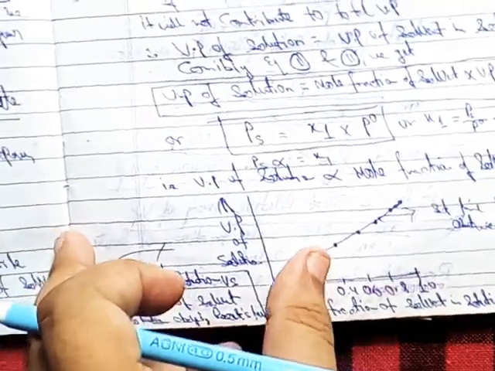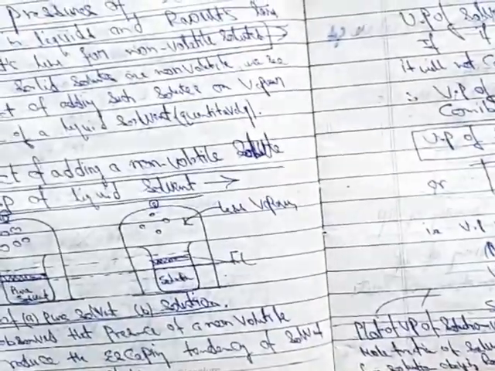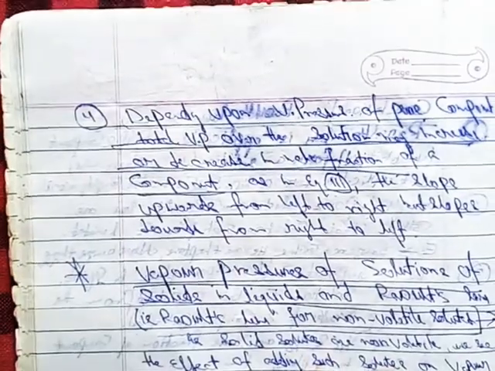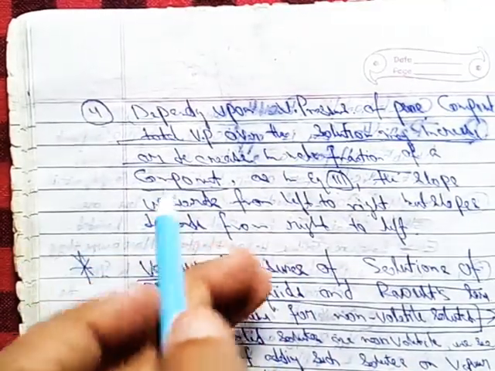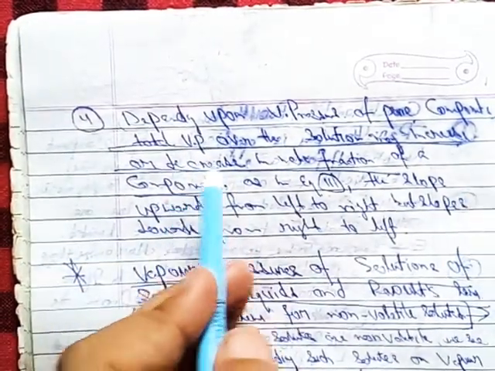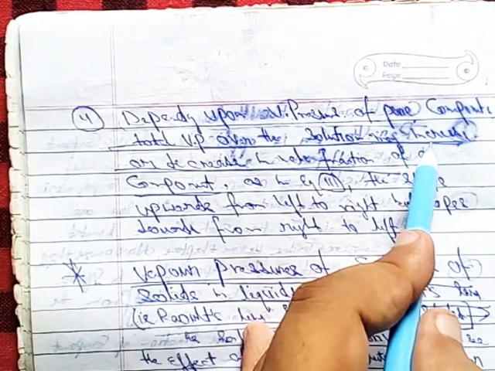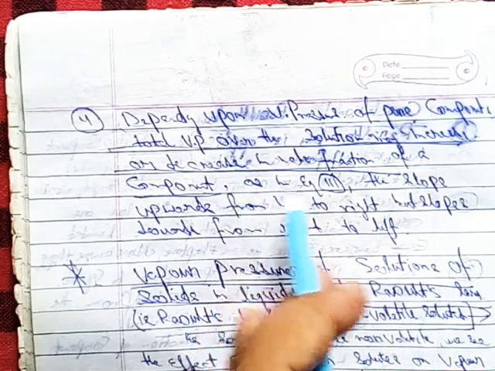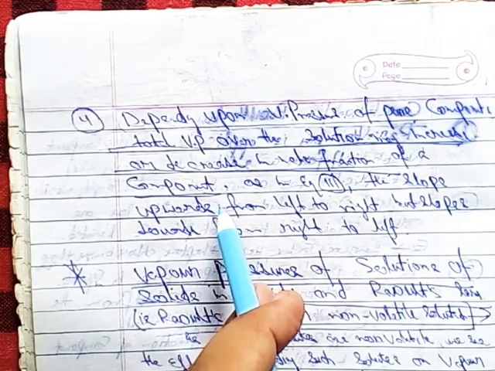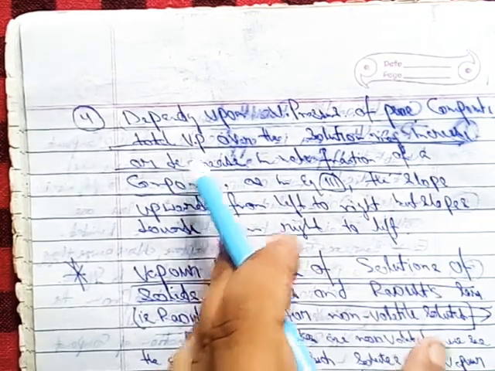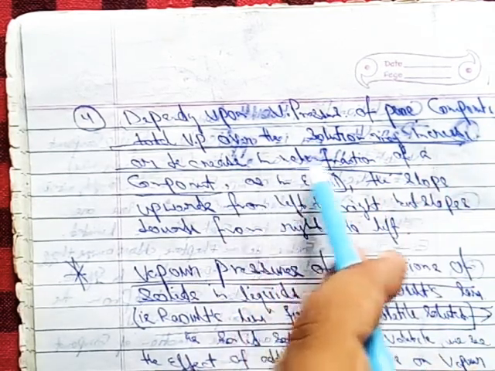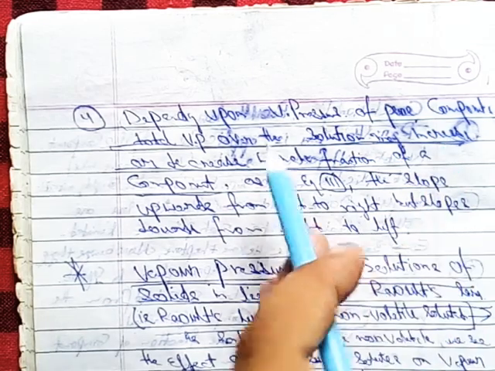Now we are going to see one more point, then we'll go with Raoult's law for non-volatile solute. Now the fourth point of conclusion. The fourth point of conclusion is: depending upon vapor pressure of pure component, total vapor pressure over the solution may increase or decrease in mole fraction of a component. So it is saying that depending upon vapor pressure of pure component, total vapor pressure of solution can be more, can be less.